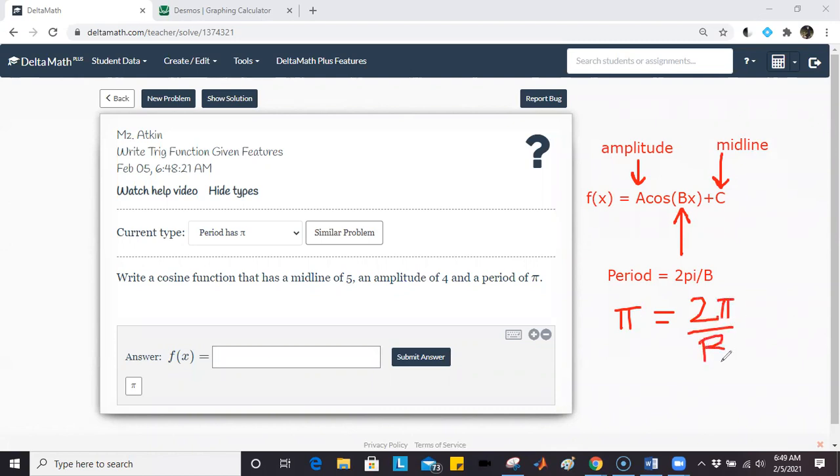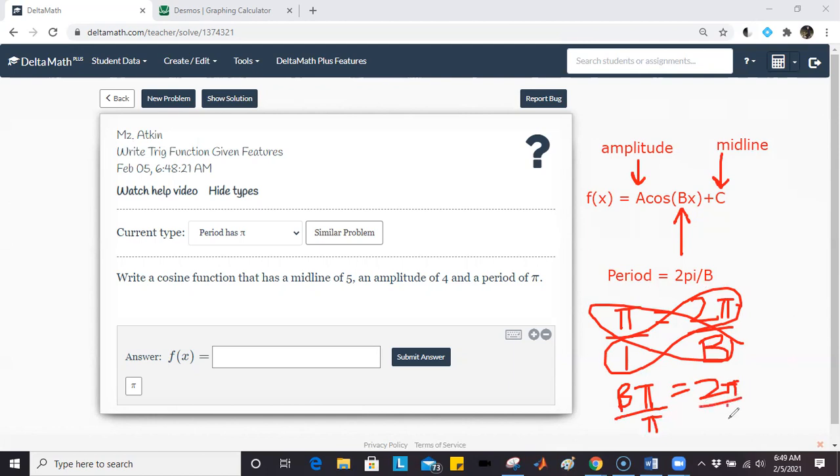over b. We could solve this the same way if we made the pi a fraction, which we would do by putting it over 1. Then we cross multiply, we do b times pi, which will be pi b, or b pi. Either one seems kind of strange. Pi b, let's do that. Equals 1 times 2 pi, which of course is 2 pi. So let's get that b by itself by dividing by pi. So in this case, b equals 2.